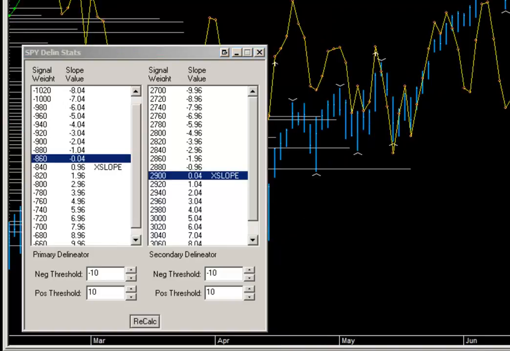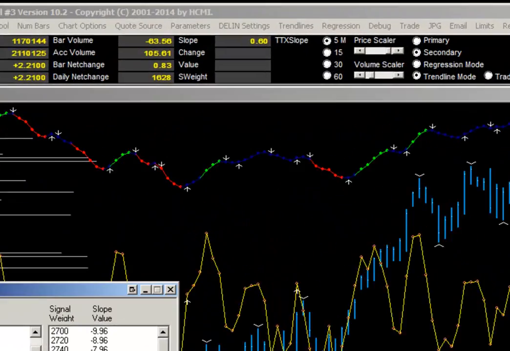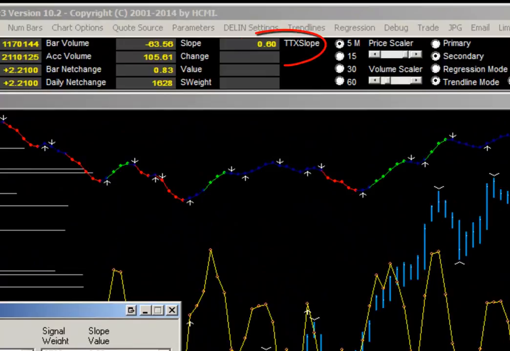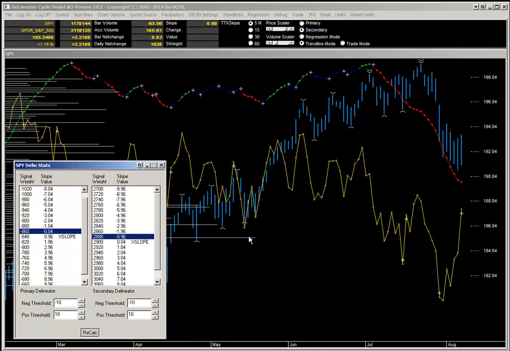We can see that on the secondary, to move the secondary slope up, signal weight would need to jump to plus 2880 during the current day. So that isn't going to happen on this day, because 2880 signal weight is more signal weight than there could be in a day. But if we look up at the data portion of our screen, we can see that TTX slope shows up as 0.60, which tells us that it's possible that tomorrow we could see a slope change up on the secondary.